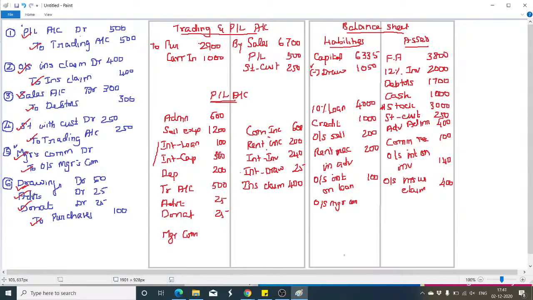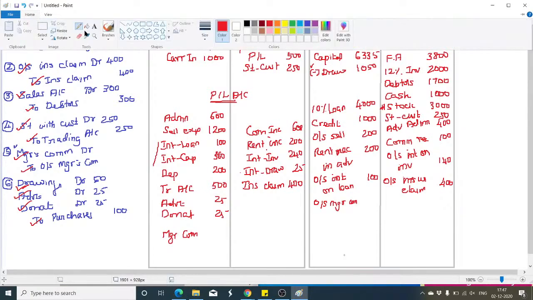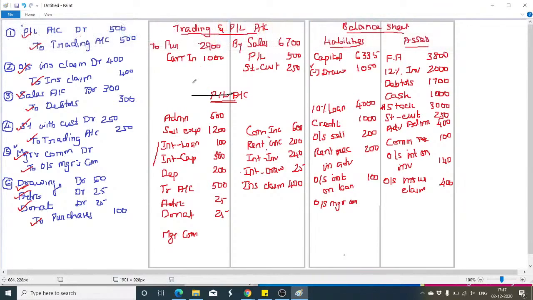Now I'm going to tally the trading and P&L account and the balance sheet also one by one. As there is one part to be completed, which is nothing but manager's commission. So leaving that, all the things are usual ones. So I'm going to tally the first part here. So on tallying this trading account, I will be getting the balance of how much? Come on, tell me. 6,700 plus 500 plus 250. What is the value you are getting?